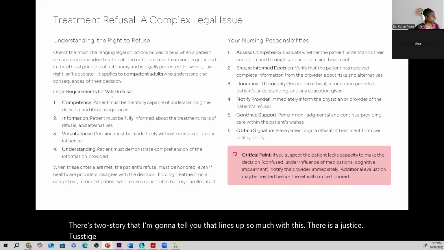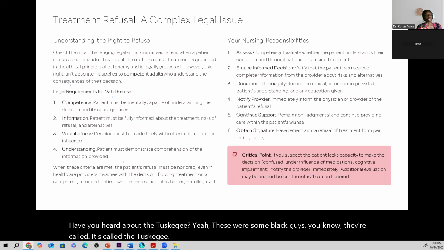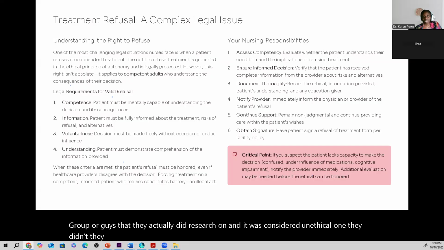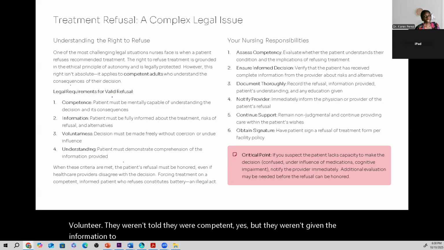There's the Tuskegee group, those guys who they said they ran hepatitis studies on. Have you heard about Tuskegee? These were some Black men. It's called the Tuskegee study, where they actually did research on these men, and it was considered unethical. One, they didn't volunteer. They weren't told. They were competent, yes, but they weren't given the information to volunteer to be part of it.